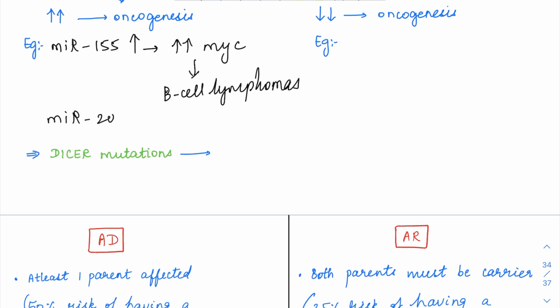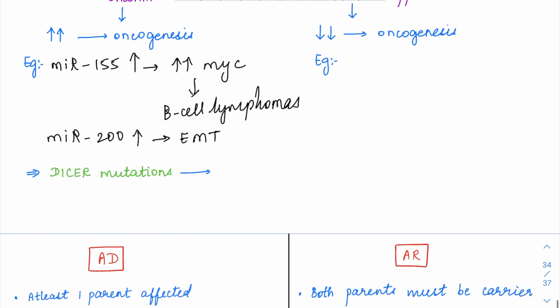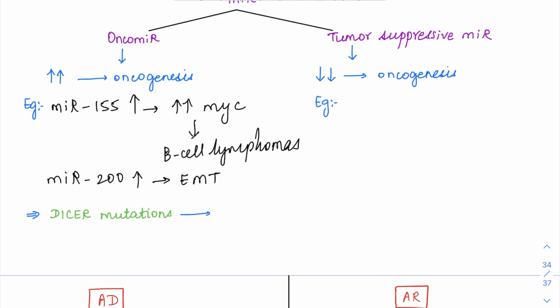Another oncomir is microRNA 200. When this is increased, it is going to cause epithelial mesenchymal transition. Epithelial mesenchymal transition is needed for the metastasis also, right? So for higher grade of tumor. So epithelial mesenchymal transition is associated with microRNA 200.